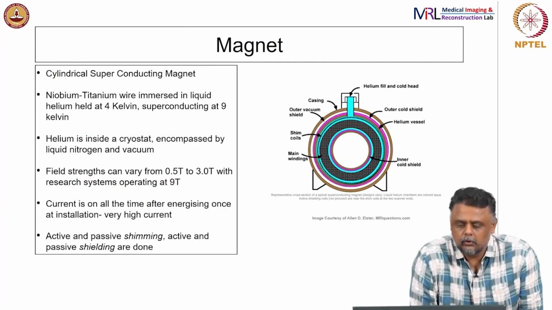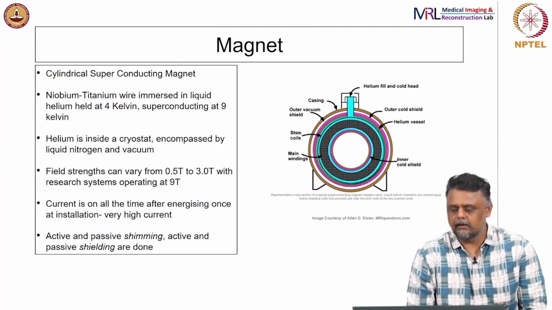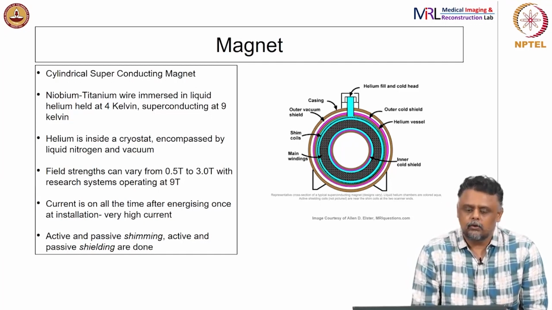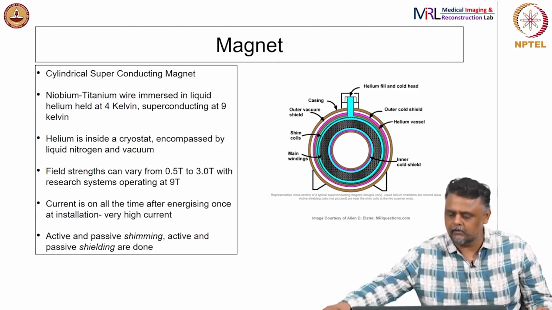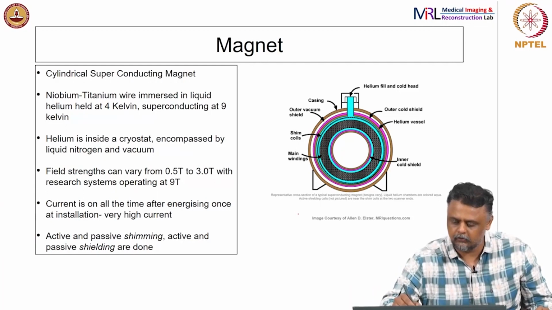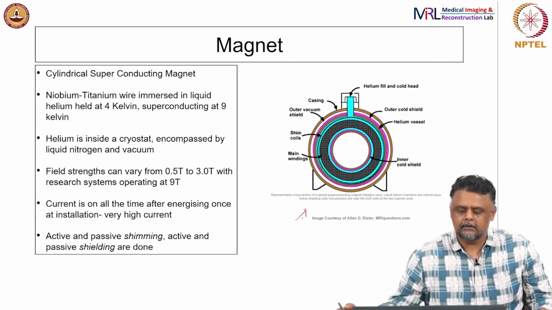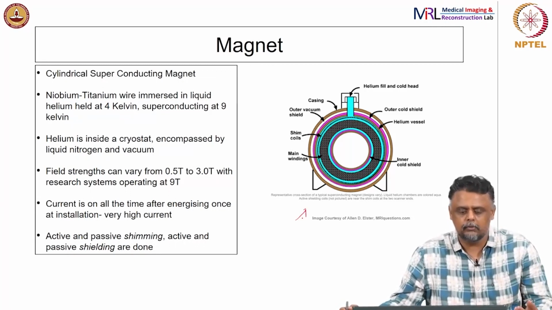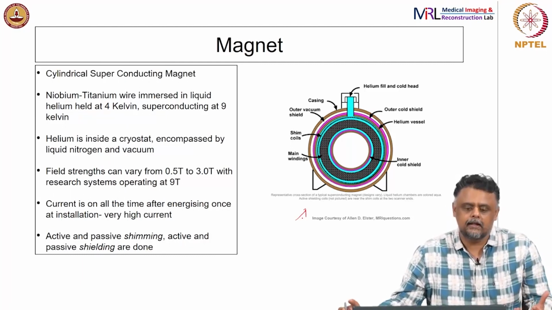Okay. As far as the magnet is concerned, it is the main component, and it is also the most expensive among the components. It is typically a cylindrical superconducting magnet. A cross section is shown in this figure. It basically has a superconducting wire, which in this case is niobium titanium wire, immersed in liquid helium, which is held at 4 Kelvin.